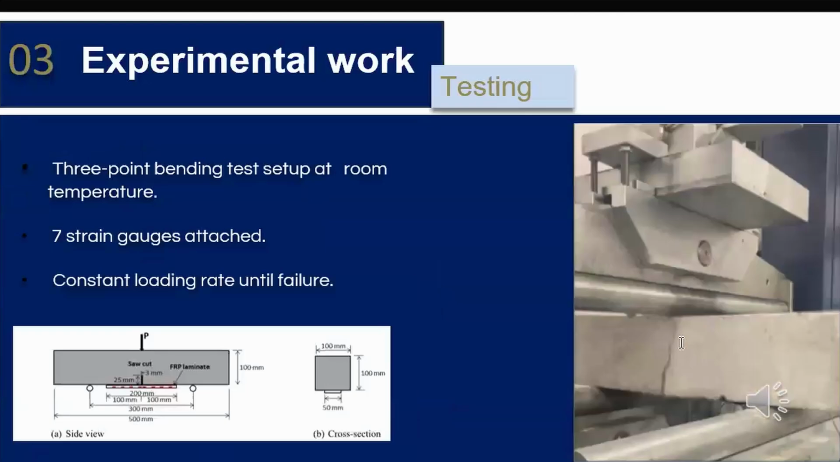Then the specimens were tested under a 3-point bending test setup, as shown, 2 supports and a point load in the middle. During the test, a constant loading rate was applied until failure. Before testing, 7 strain gauges were attached to the edge of the FRP sheet to monitor the deformation and record the strains.